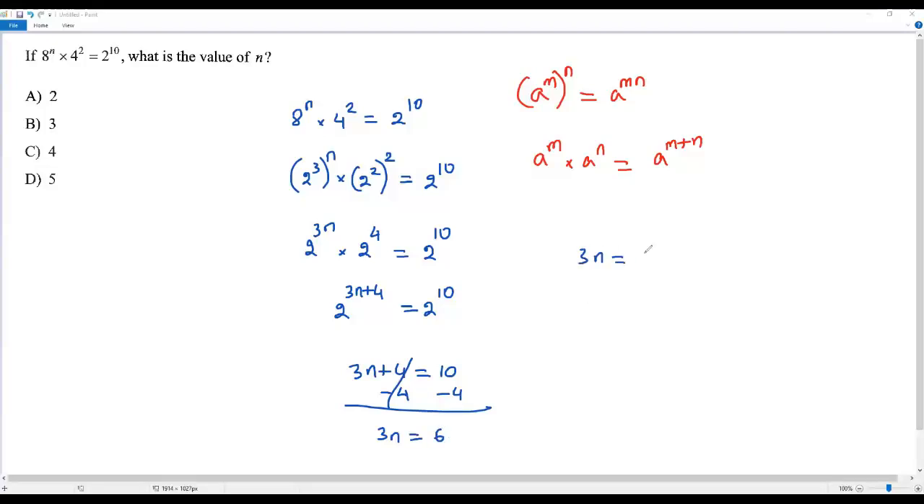So let me write the equation over here. Now to solve for n, I have to get rid of this 3 multiplied over here. So for that I have to divide both sides by 3. So this 3 will cancel out. 3 goes into 3 one time, 3 goes into 6 twice. So I get n equals 2. So the correct answer choice for this question is option A.